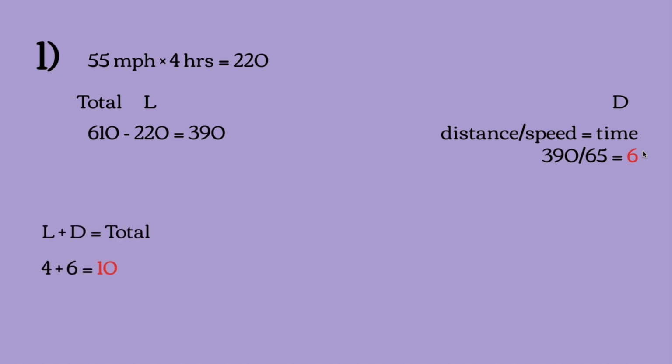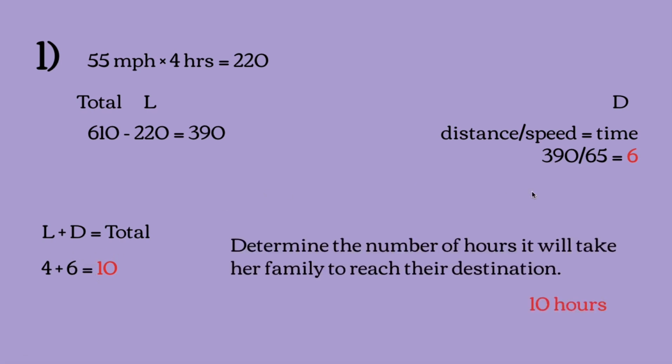Then, because they ask us the total time, we're going to add both Loretta's time, which was 4 hours, and her dad's time driving, which was 6 hours, and we get 4 plus 6 equals 10. So our answer for the first part of the question is 10 hours. That's the amount of time that it will take for her family to reach their destination.